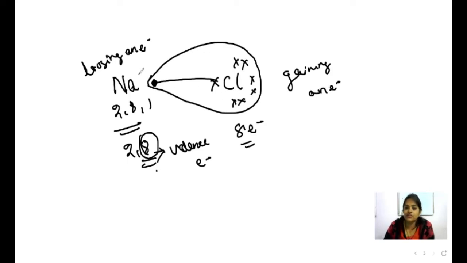But if we look at the sodium atom, sodium loses one electron, but chlorine does not share one electron with the sodium atom, because if it shares one electron, then sodium would have 2 electrons in its outermost shell.